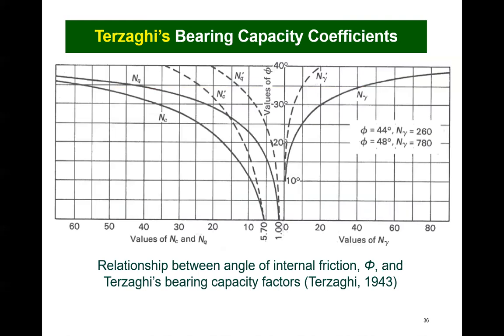The Terzaghi coefficients of bearing capacity are plotted versus the friction angle of the soil on this graph. The cohesion coefficient is equal to 5.7 for purely cohesive soil. That is, the friction angle is taken to be 0. The dashed lines correspond to the usage of 2/3 of the cohesion and 2/3 of the angle of internal friction.